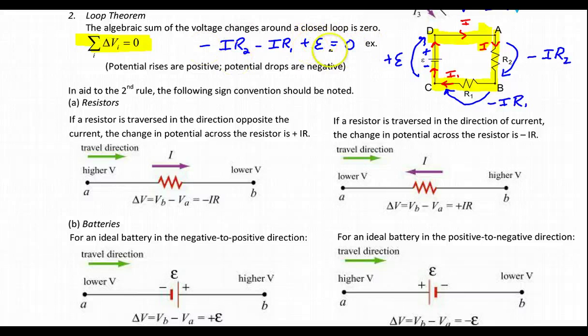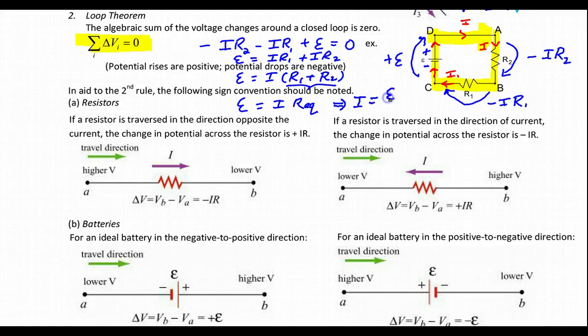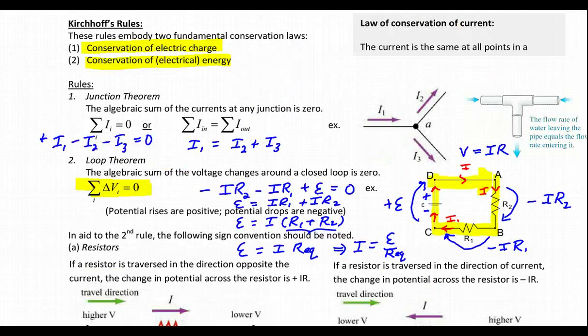If we rearrange this equation, putting these two terms on the right side, we get the EMF equals IR1 plus IR2. And then if we factor out an I from each of these terms, we get the following expression. And hopefully you'll realize that the sum of R1 plus R2 is the equivalent resistance. And hence we can solve for the total current by taking the EMF and dividing by the total resistance, which is R1 plus R2.